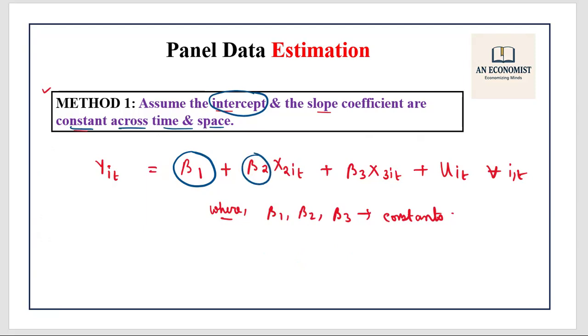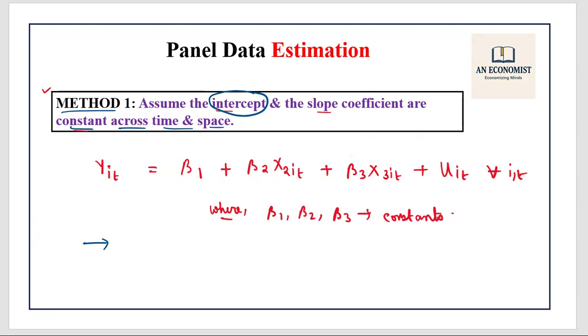Also the slope coefficients, beta 2 and beta 3, these are the two slope coefficients. They are also constant across time and space, not varying with entities, not varying with time. That is method 1 of estimating the model. So this is what our model looks like. And if you have a model like this, then you are essentially avoiding any of the panel data structure. You are considering it as cross-sectional data.